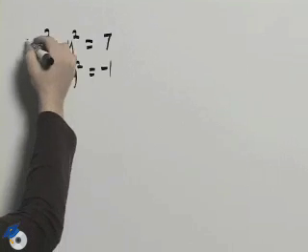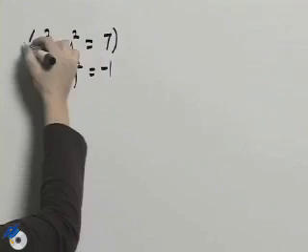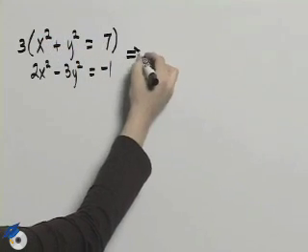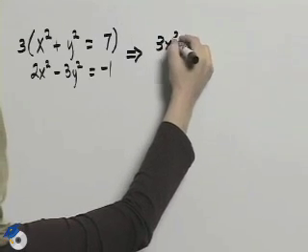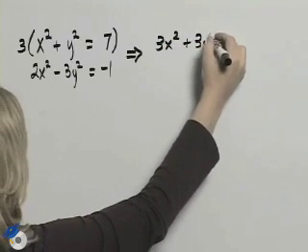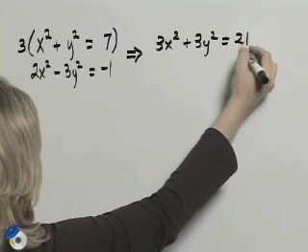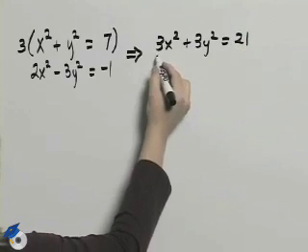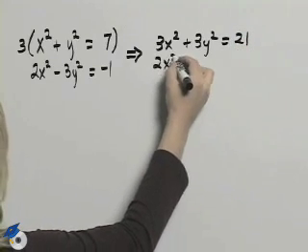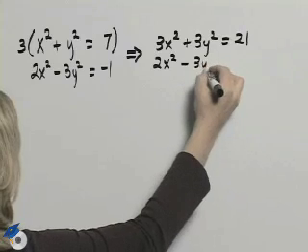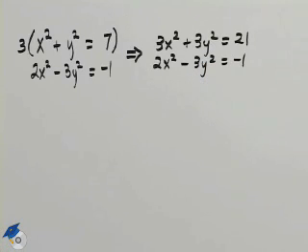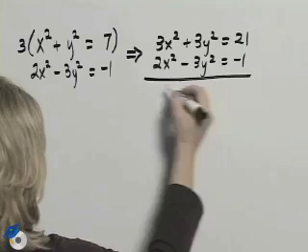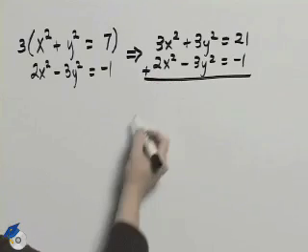I can do so by multiplying the top equation by 3. I'll write the result to the right. We'll have 3x squared plus 3y squared equals 21. Don't forget to multiply the constant by the 3 as well. The bottom equation, we did not multiply by anything, so we'll just rewrite it. Now we can add these equations together.